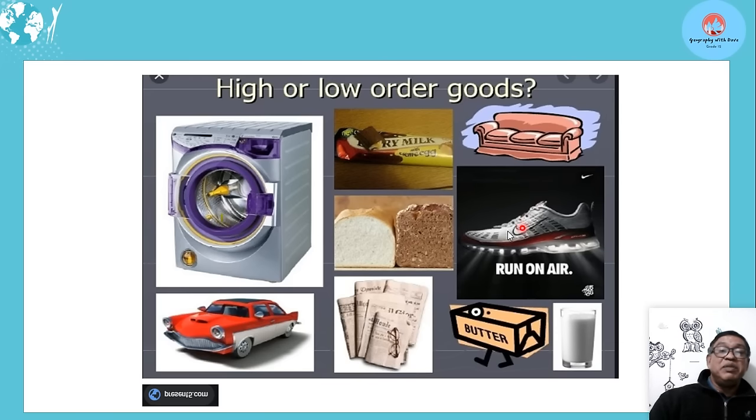All right. But this bread, low order. You buy them regularly. You buy them near you. Your butter, you will buy. Your milk, your newspaper. Well, it depends if we can afford this nice chocolate. All right. It can be a little more regular that we get it. But I like these ones, the butter, the bread, and the milk, which is your low order goods. All right.